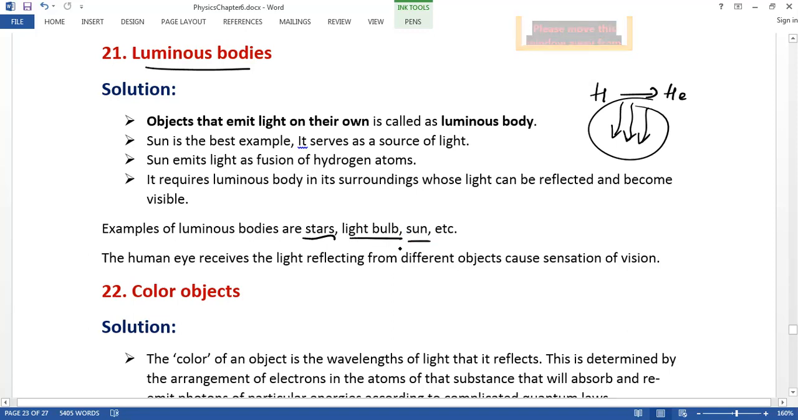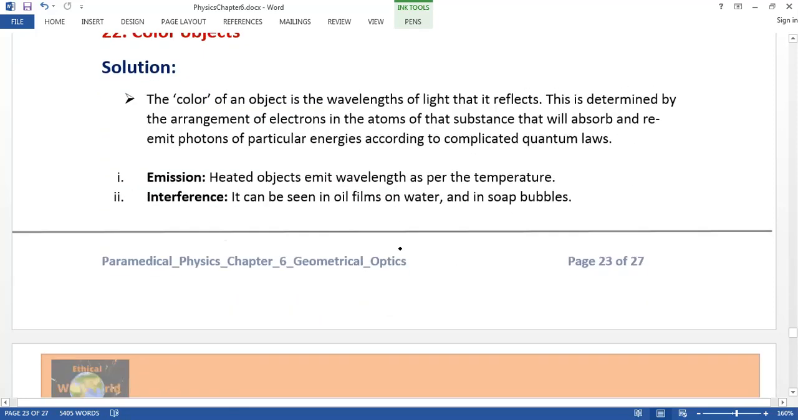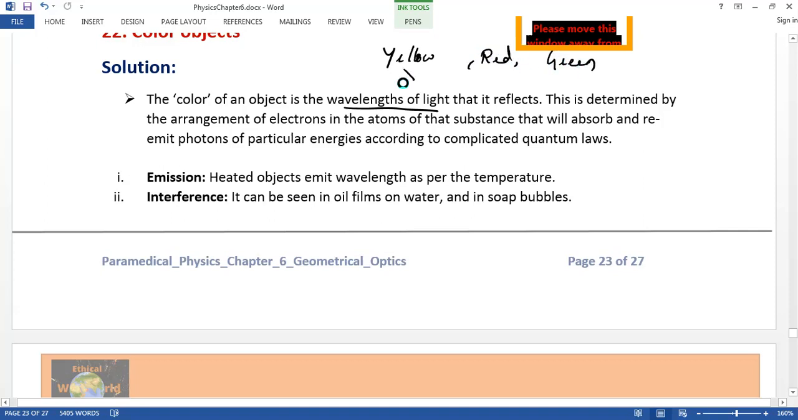Let us move on to the next one, that is color of the object. Here, the color of an object is because of the wavelength of light. For example, yellow, red, and green are colors because of wavelength. They all have different wavelengths. Green has some wavelength, red has some wavelength, and yellow has some wavelength. Because of a particular wavelength, they have a particular color, and because of that we are able to see the different colors.